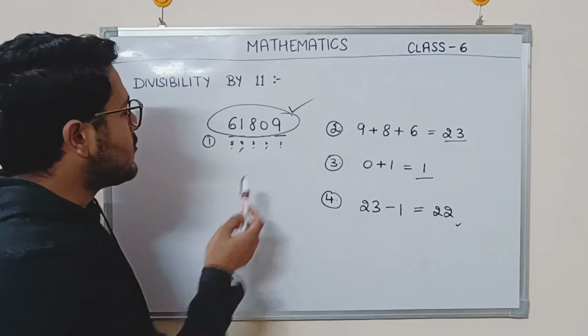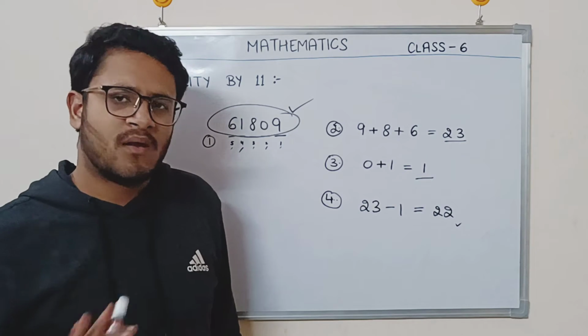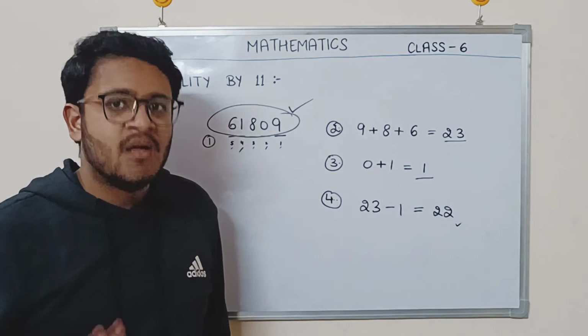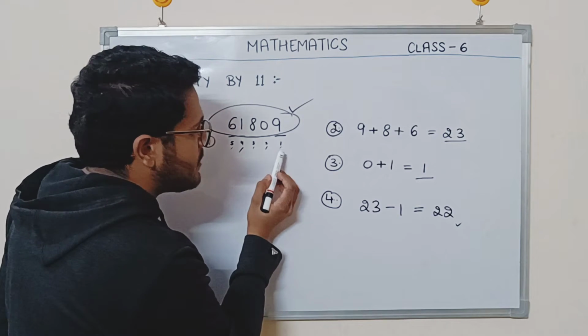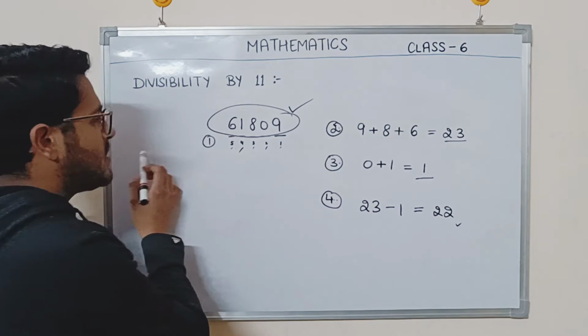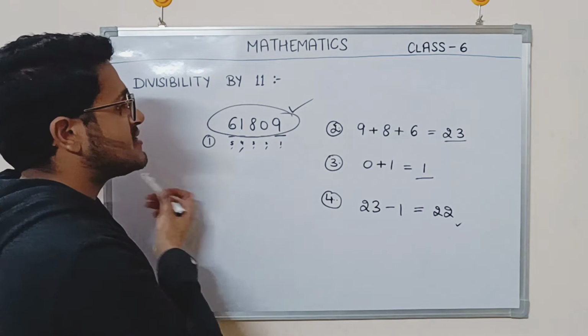How many numbers do we have? We will number them all. Step number 1 is done. Step number 2: we will see all the numbers at odd places, 1, 3, 5, and if we have more, we will see them all.